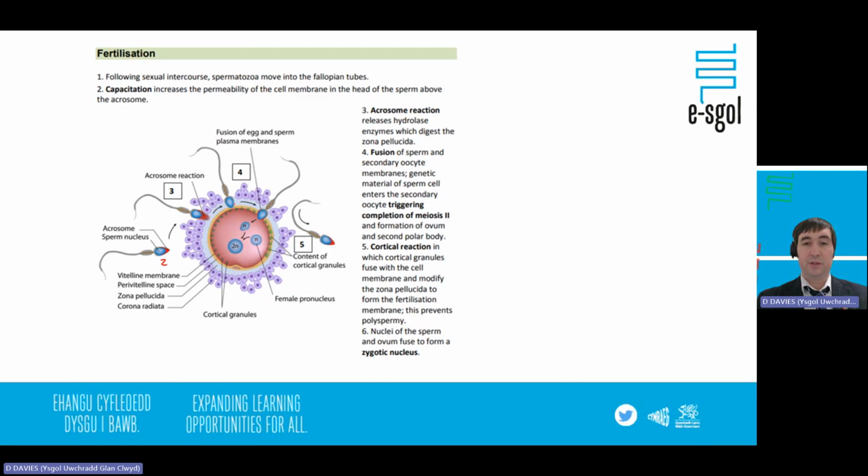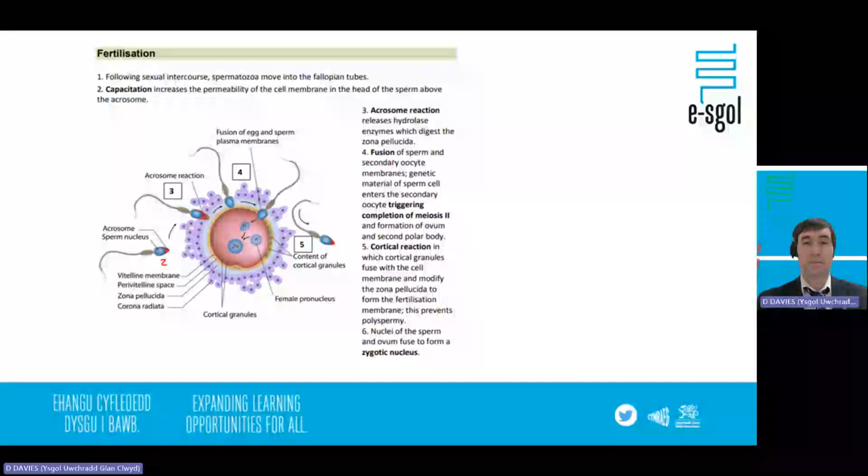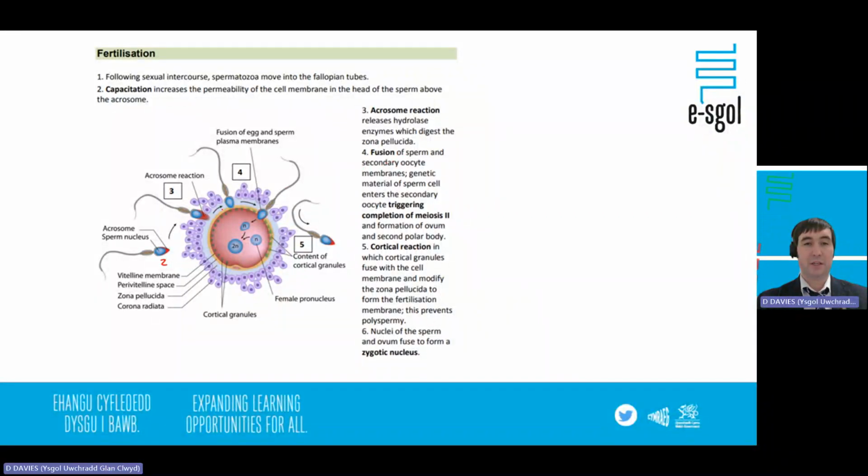Number 3, fusion. Fusion is the sperm and the secondary oocyte membranes joining together, and it's the genetic material entering the cell. The membranes join on here. That haploid nucleus enters the cell. That triggers the completion of the second meiotic division to form the ovum and the second polar body. The second polar body is going to go off down there. And then those two join together to make a haploid nucleus.